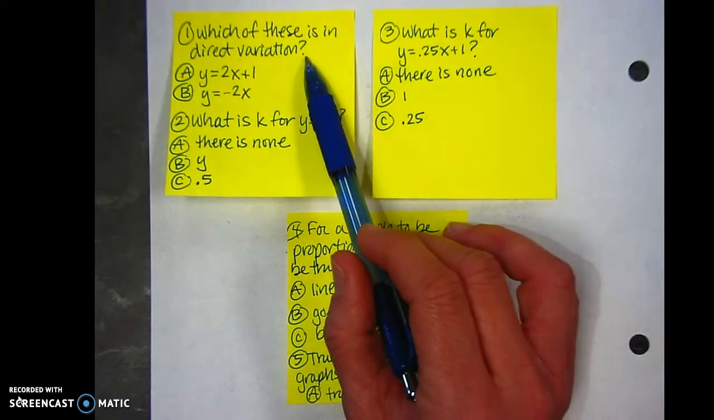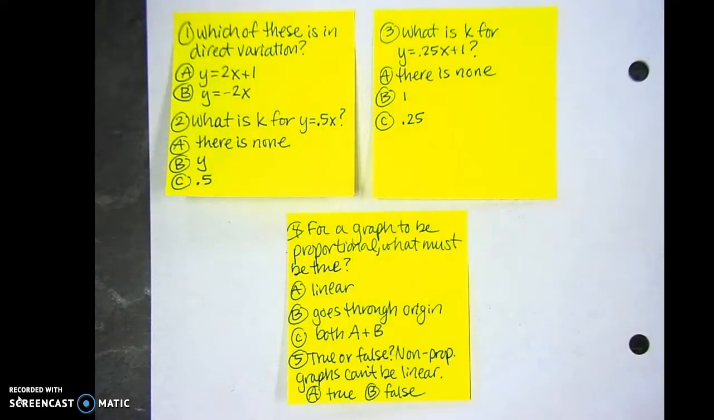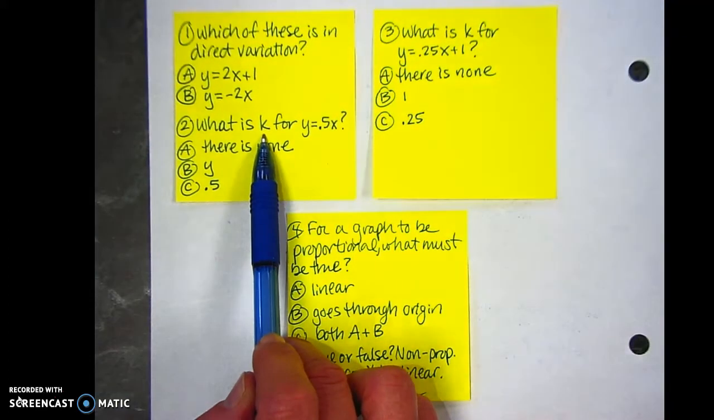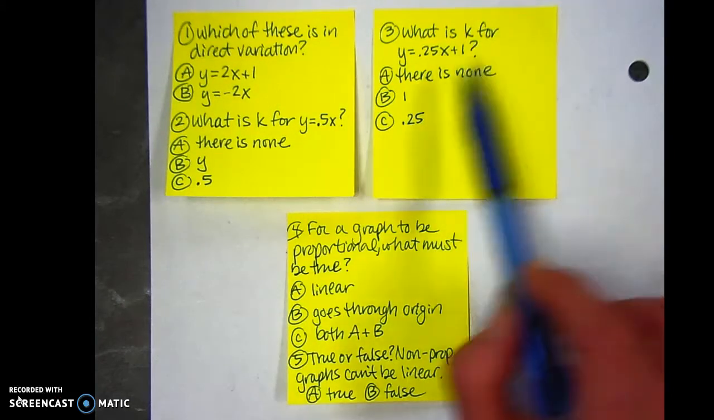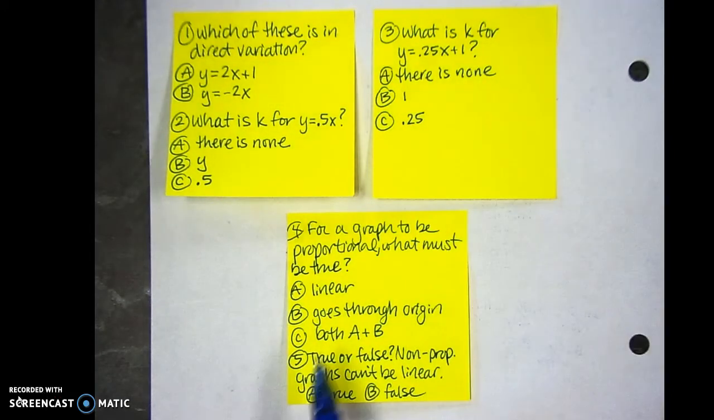So which of these is in direct variation, A or B? What is the constant of proportionality for this equation? What is the constant of proportionality for this equation? Number 4, for a graph to be proportional, what must be true? And number 5, true or false? Non-proportional graphs can't be linear.